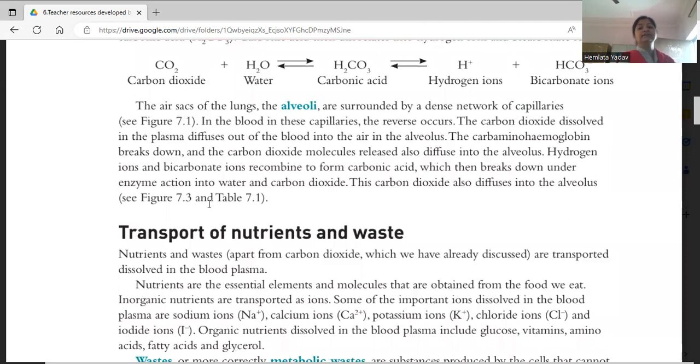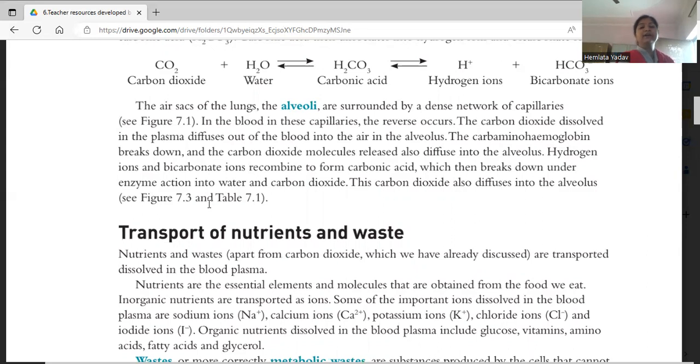The air sacs of the lungs, the alveoli, are surrounded by a dense network of capillaries. In the blood in these capillaries, the reverse occurs. The carbon dioxide dissolved in the plasma diffuses out of the blood into the air in the alveolus. The carbaminohemoglobin breaks down and the carbon dioxide molecules released also diffuse into the alveolus.